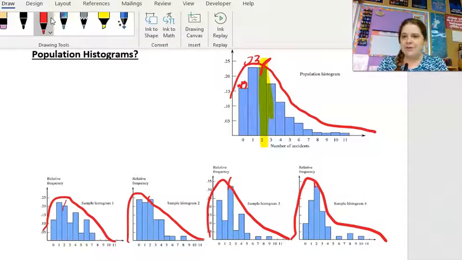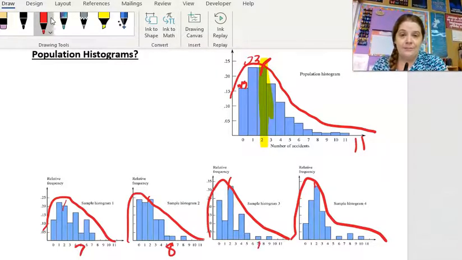As far as outliers go, none of these seem to have any outliers. And then when we go to talk about spread, here's where things get a little interesting. Even though the population histogram has the same shape as the samples that were drawn from it, so they all look skewed to the right, and even though the centers are about the same, the range is not the same. The original has a range of about 11, whereas this guy's range looks about 7, this one looks about 8, this one looks about 9, and this one looks about 10.